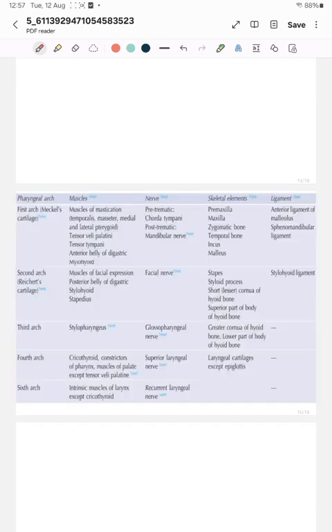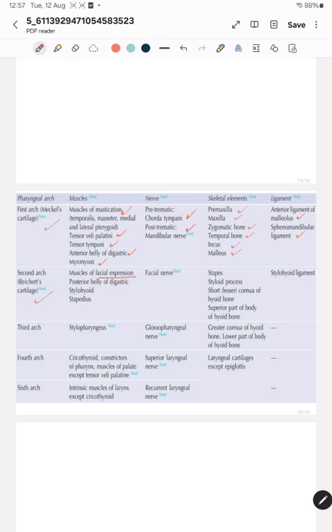So, should we revise again? First arch, this table is from Yogesh Sontakke's embryology book. So, first arch: Meckel's cartilage, muscles of mastication, tensors, tensor veli palatini, tensor tympani, anterior belly of digastric, mylohyoid muscle. So there is chorda tympani, pre-tympanic and post-tympanic, mandibular nerve. We'll just see this concept. Premaxilla, maxilla, zygomatic bone, temporal bone, malleus and incus. Anterior ligament of malleus, sphenomandibular ligament. This is the first arch. Okay.